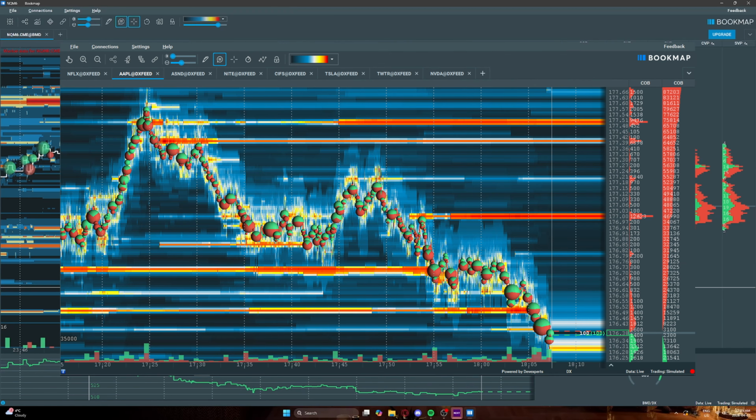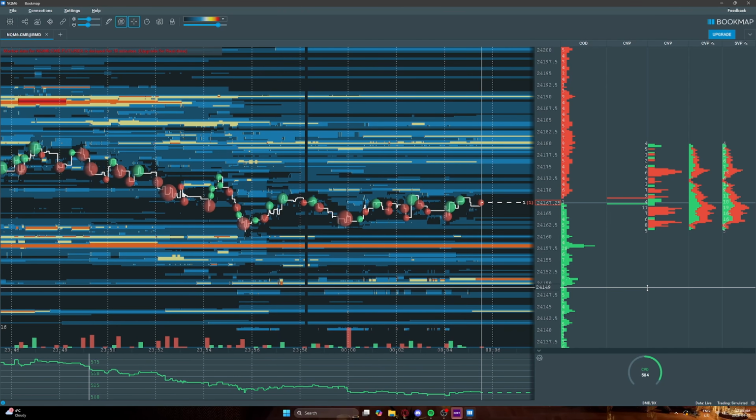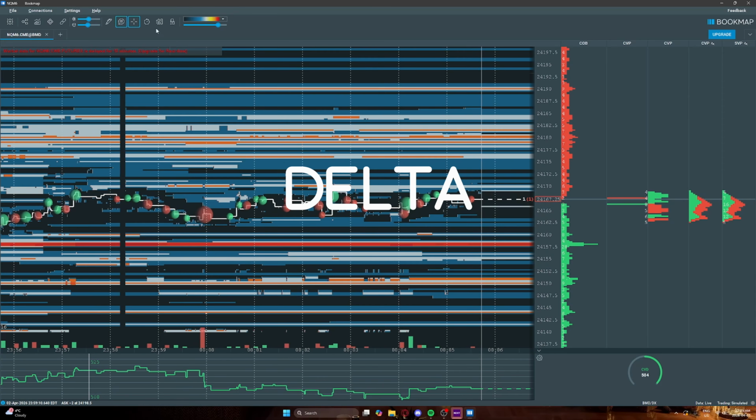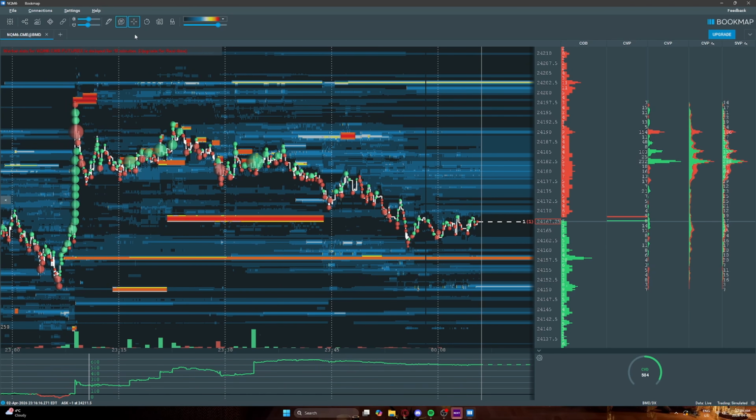If someone showed you this chart right now, could you tell the difference between buyers getting trapped and sellers getting absorbed? Most traders can't. They hear words like delta, absorption, liquidity sweeps, and imbalances thrown around every day, but they never actually learn what they mean.